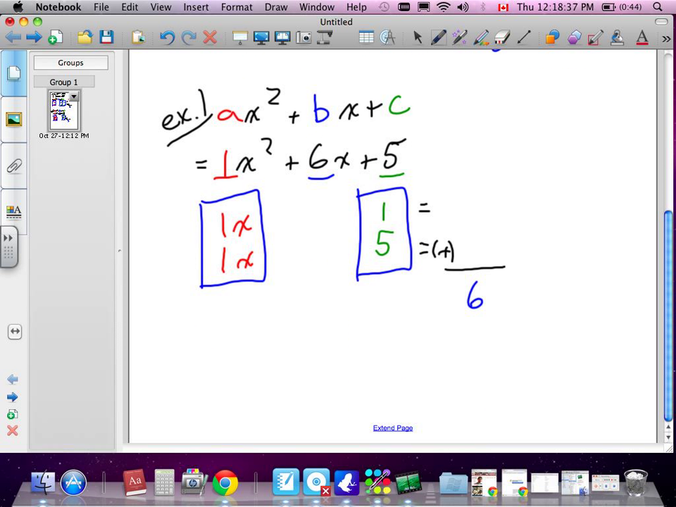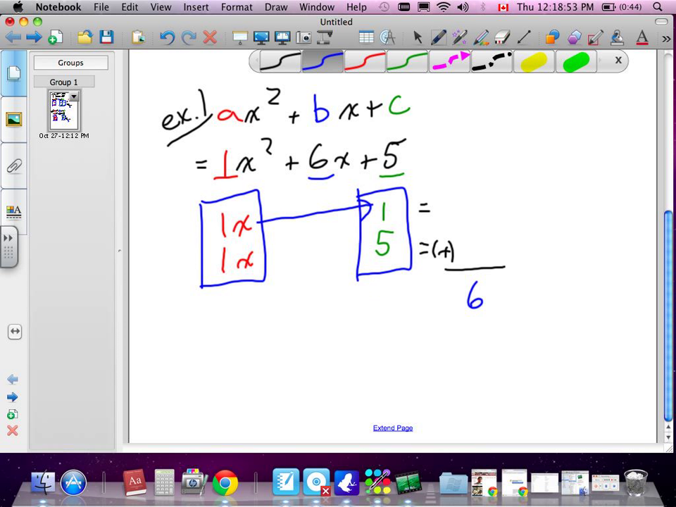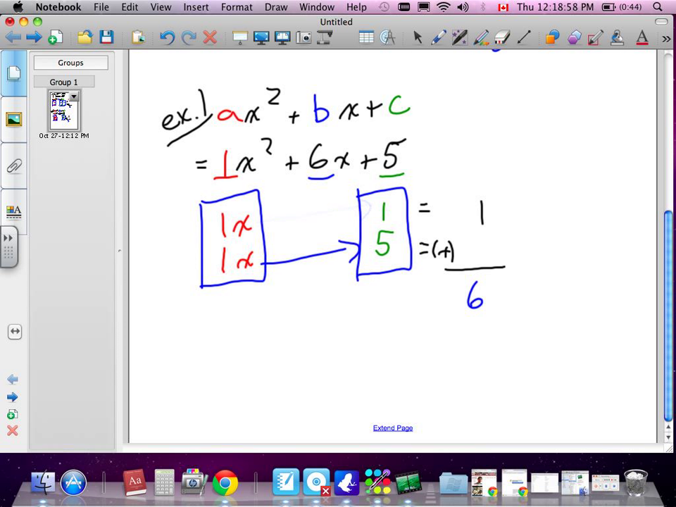Now, because there's only one column for our first factors and one for our second, these are clearly going to be the numbers that work. And you'll see why. What is 1x times 1? Or in other words, 1 times 1? 1. Okay? What is 1 times 5? 5. When I add 5 and 1 together, do I get 6? Perfect.